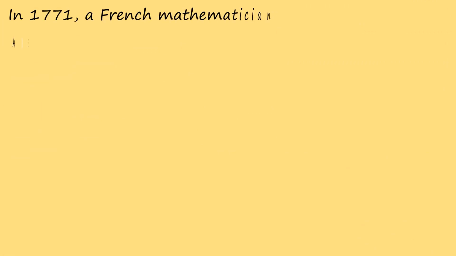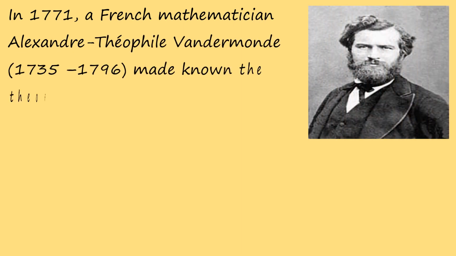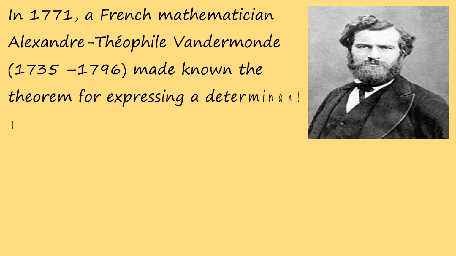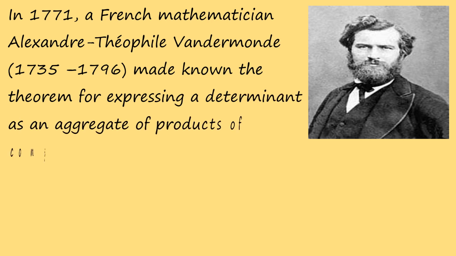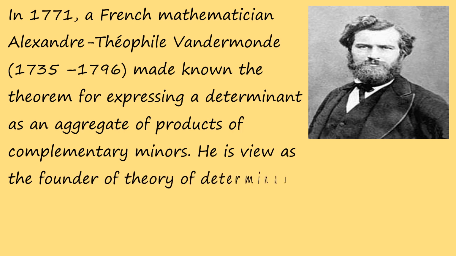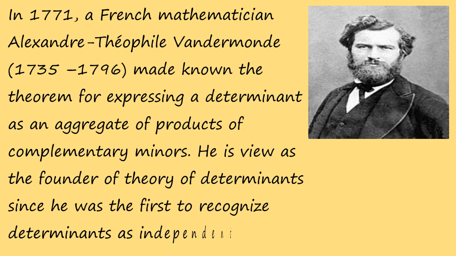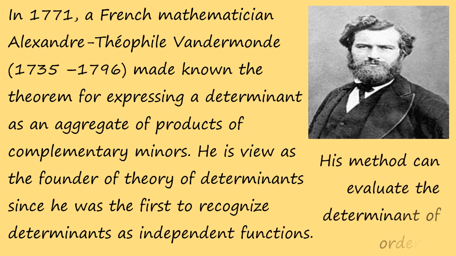In 1771, a French mathematician, Alexandre Vandermonde, made known the theorem for expressing a determinant as an aggregate of products of complementary minors. He is viewed as the founder of the theory of determinants, since he was the first to recognize determinants as independent functions. His method can evaluate the determinant of order n.